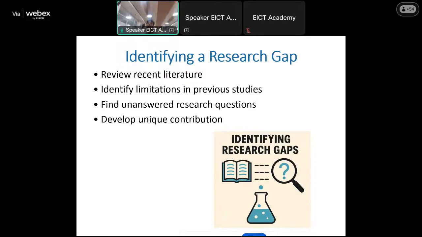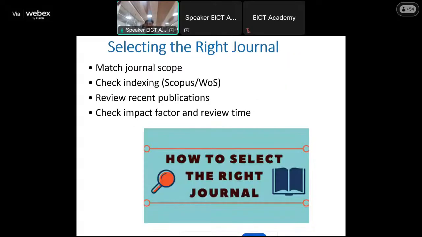Develop a unique contribution, that is very important. So selecting the right journal, that is very important. So match your journal scope. I have already described some ways through which you can find your right journal. Check where the journal is indexed: Web of Science, that is all four, ESCI, SCI, Scopus, all can review recent publications. Okay.